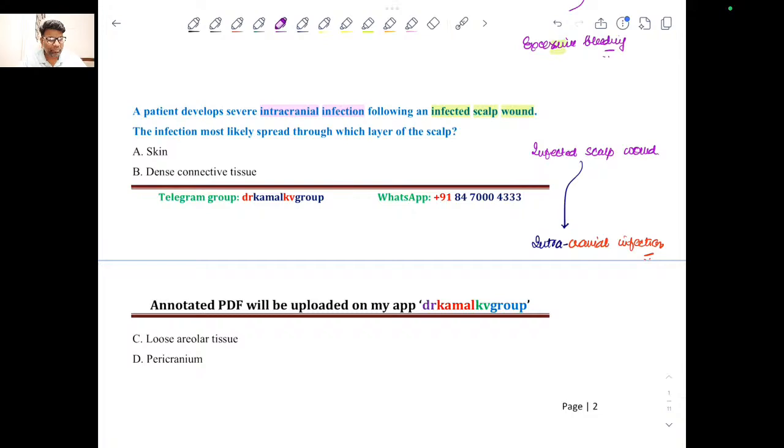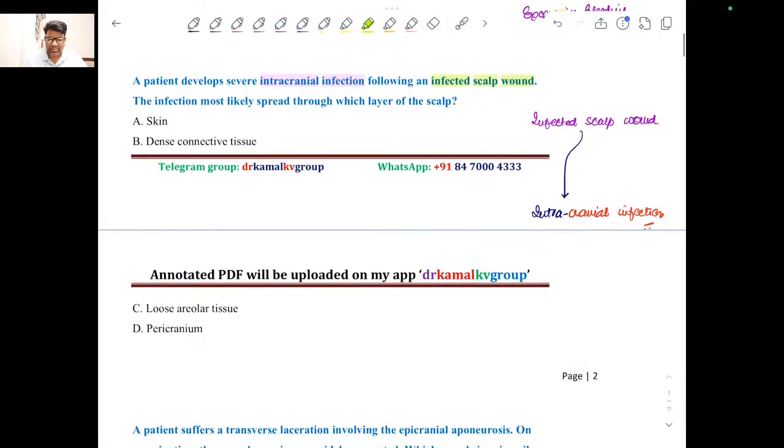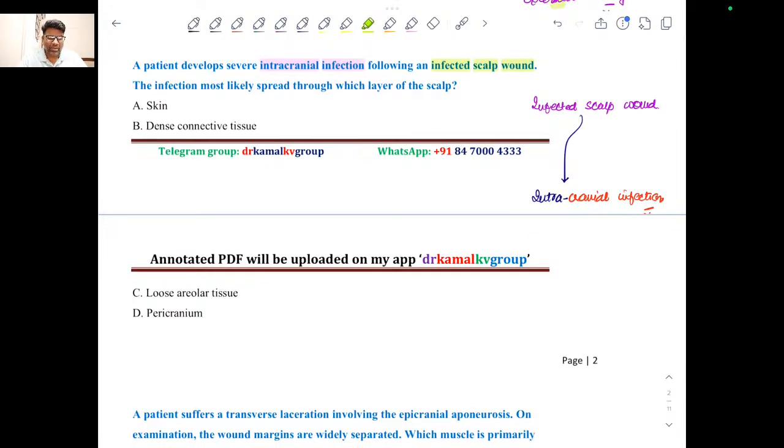Yes, anyone? It's pretty easy. We have already discussed this. Very good. So this is the loose areolar tissue. Okay, so loose areolar tissue, and this is the dangerous layer of scalp because it contains connecting veins. So in an infected scalp wound, the infection can be transmitted inside the cranial cavity, right?